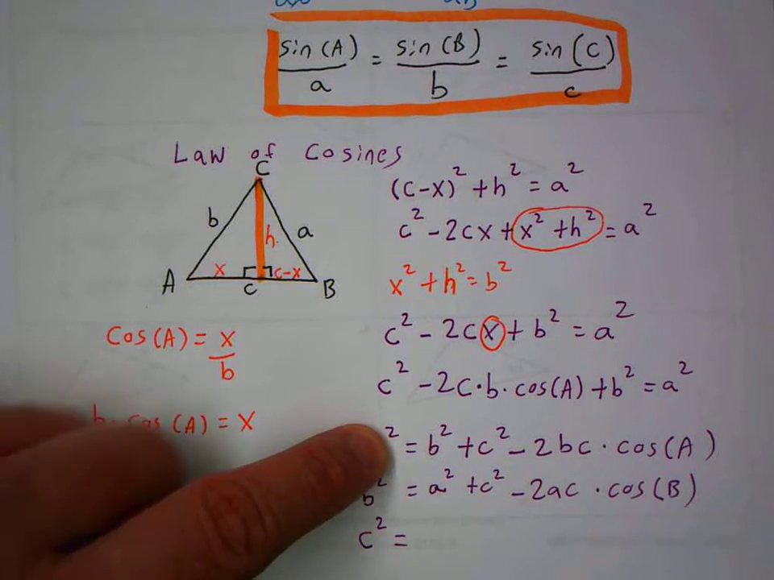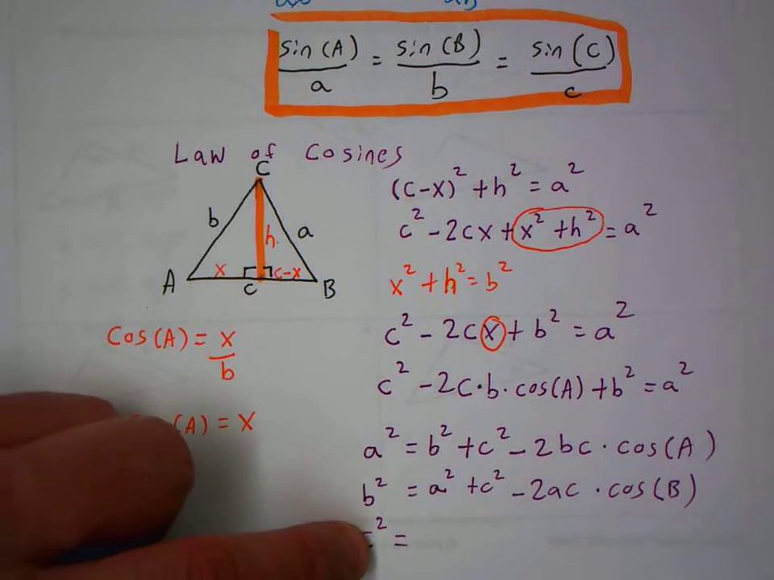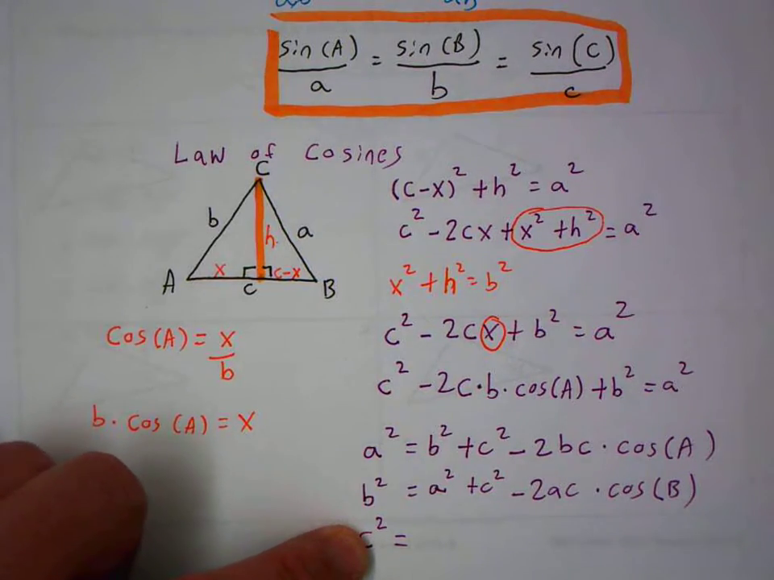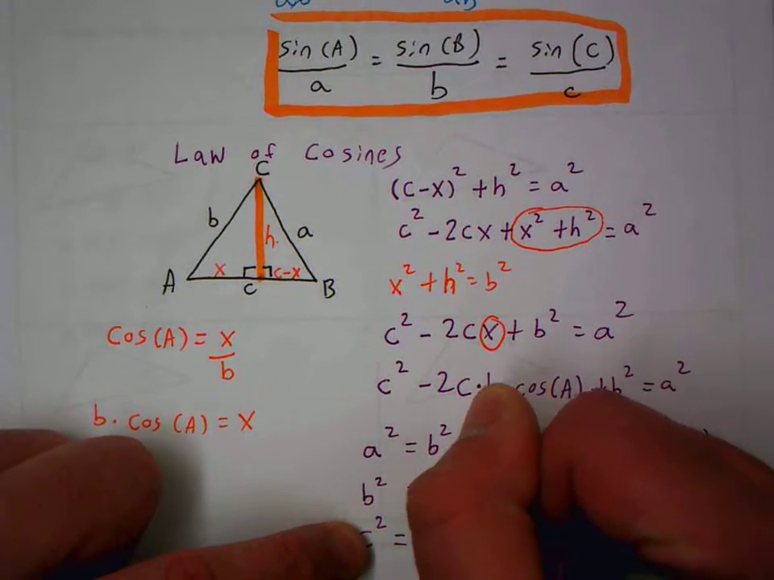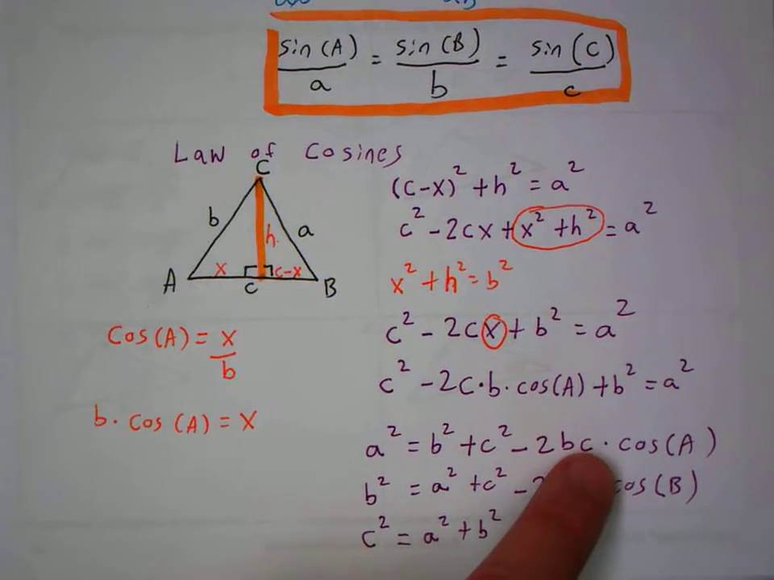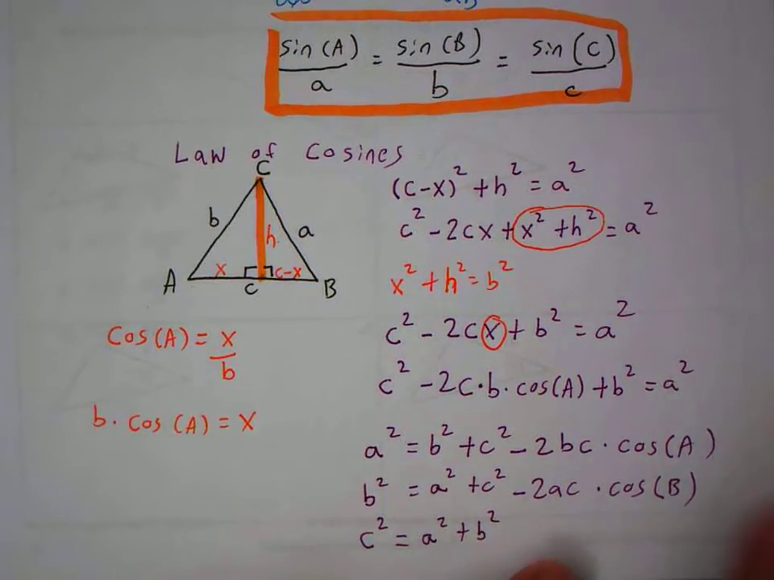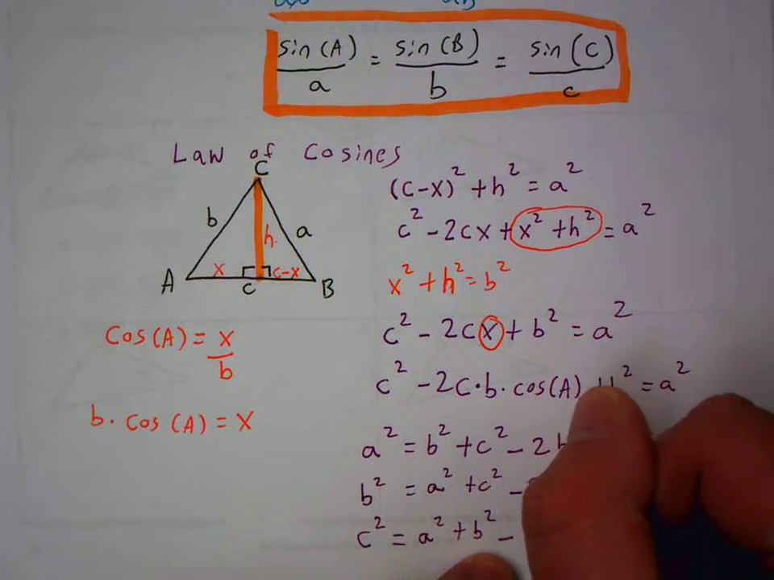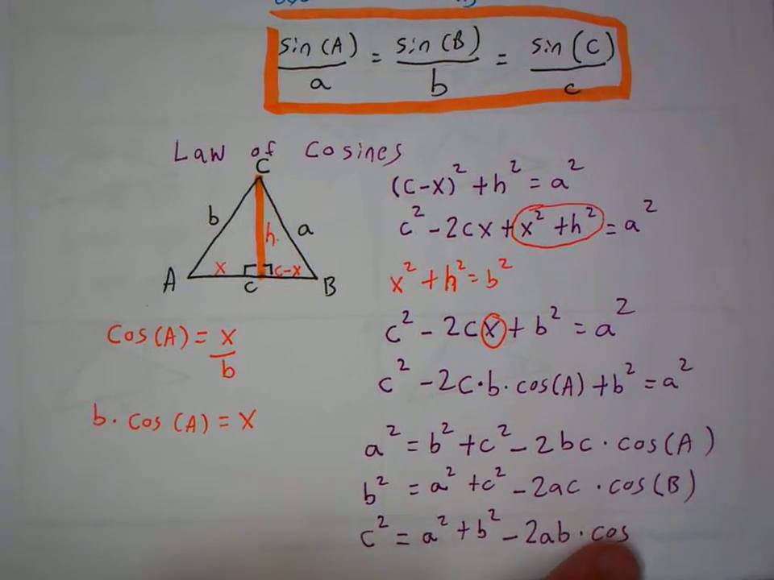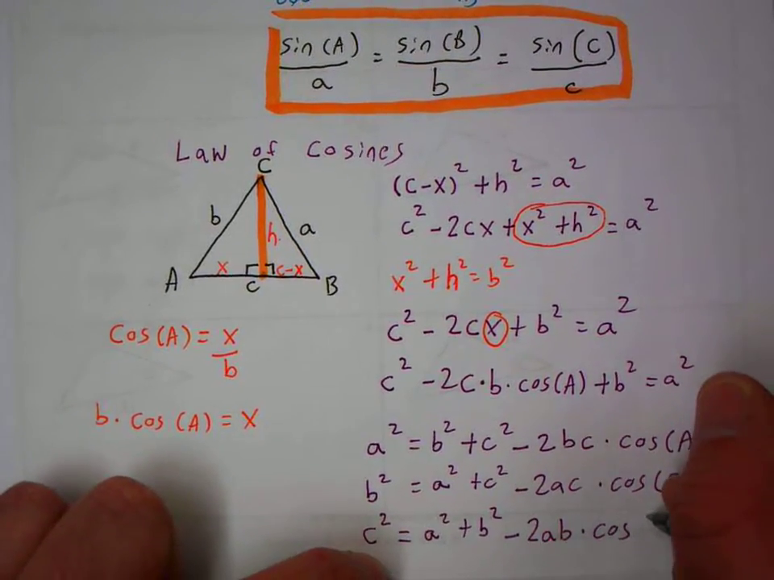This one was A, and then you use B and C. This had B, so you use A and C. This one's C, so what letters would you use? A and B, right? And then notice the formula used BC and used AC. And this one's going to be AB, right? And instead of cosine of B, it's going to be cosine of C.